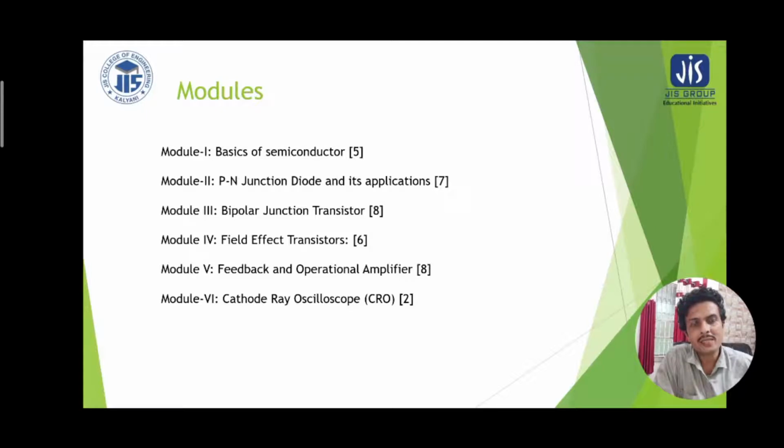Module 3 has 8 contact hours on bipolar junction transistor. Module 4 has field effect transistor to describe within 6 contact hours. 8 contact hours are assigned to module 5 where feedback and operational amplifier will be discussed, and the 2 contact hours assigned to module 6 where the cathode ray oscilloscope will be discussed.